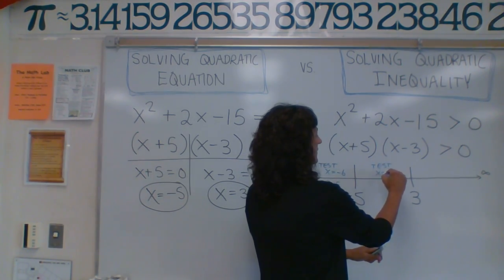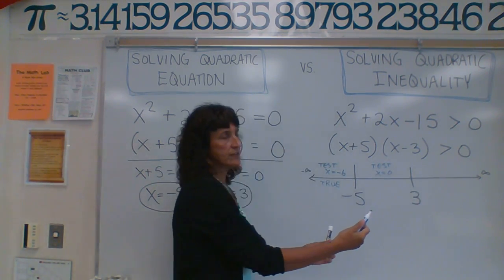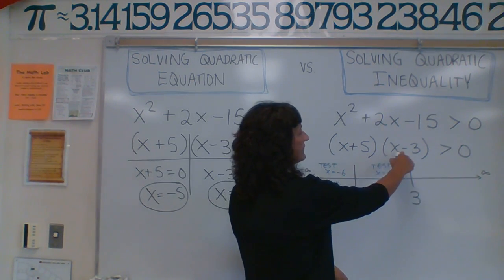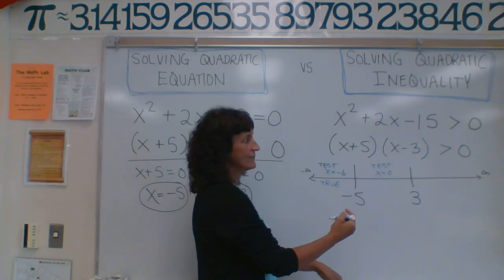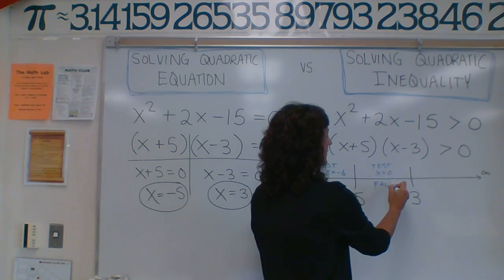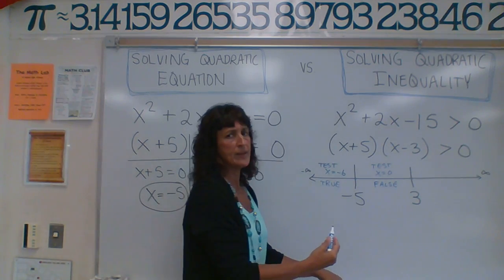Now, 0 is in there. I always like to choose 0 if it's in the interval. It makes the mental math a little bit easier. So you take 0 and plug it in, gives us 5 times negative 3, which is negative 15. And negative 15 is not greater than 0. This generates a false statement. So we have a false statement in here.